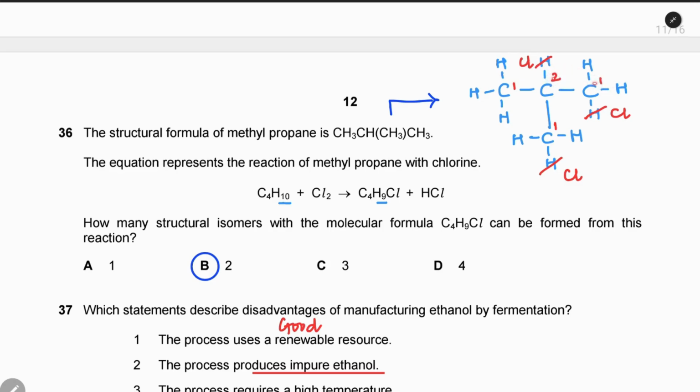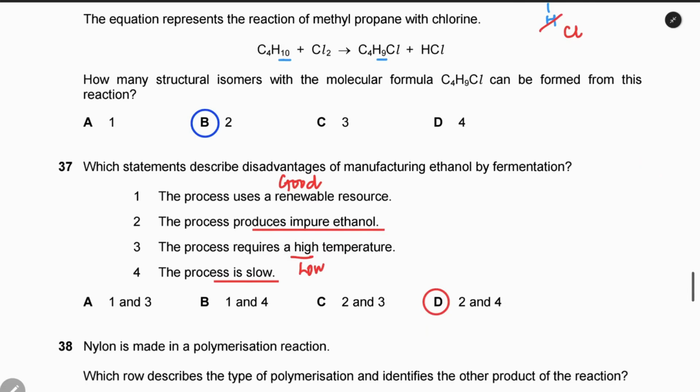Over here there are 3 carbon atoms: 1, 2, 3. If I remove this hydrogen and write chlorine, I can get one structural formula. If I remove this, it will be similar, so we cannot write it again. What about this? If I remove this H and write Cl, all three are going to be the same, which is going to be one structural formula. Now if I remove a hydrogen from the second carbon atom, I'll get a different structure. So this is a structural isomer. We're going to get two structural isomers, so this is going to be B.